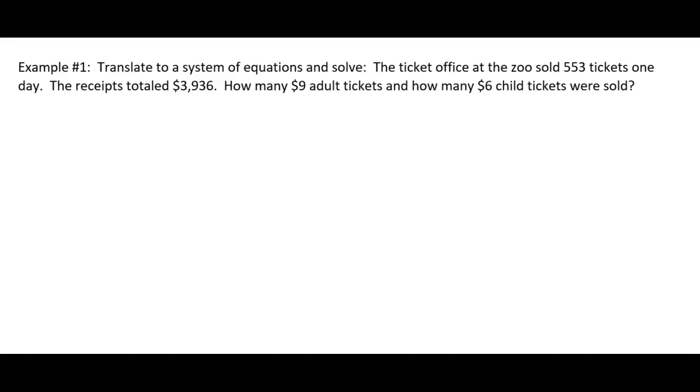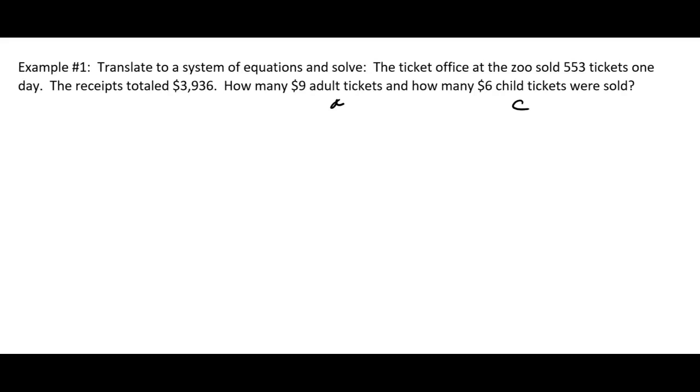So a ticket office at the zoo sold 553 tickets one day. The receipts totaled $3,936. How many $9 adult tickets and how many $6 child tickets were sold? So we have two variables. We have the number of adult tickets that we're selling and the number of child tickets that we're selling.